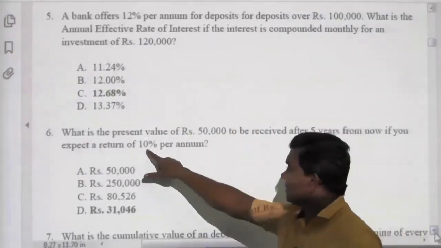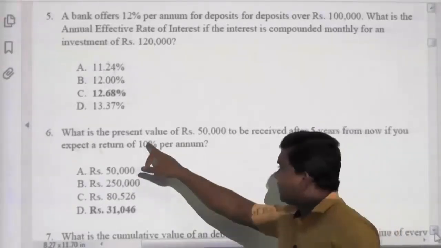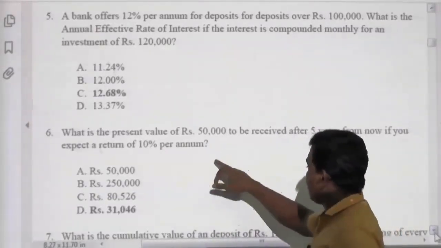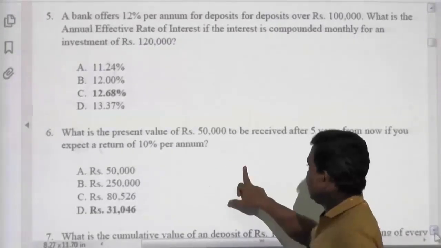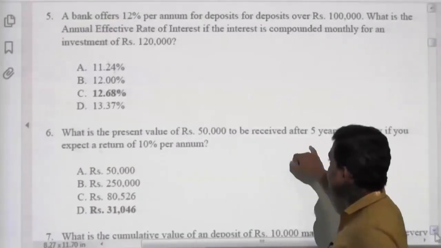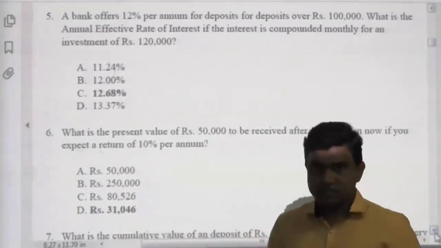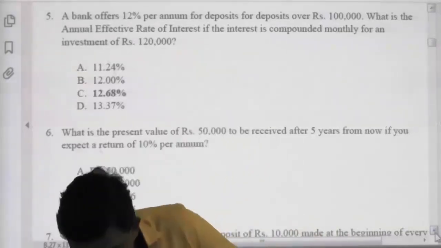After 5 years at 10% interest rate. Therefore, you have to calculate the discounting factor for 5 years using 10%. That is 1 divided by 1 plus r power n. 1 divided by 1.1 power 5, then multiplied by 50,000. Answer is 31,046. Then let us move into the question number 7.